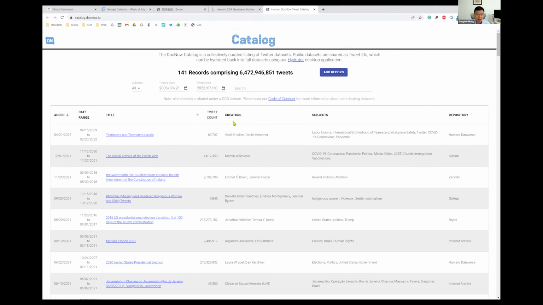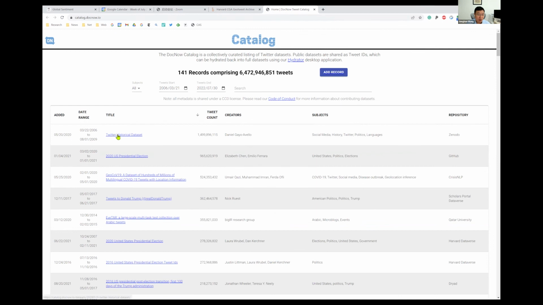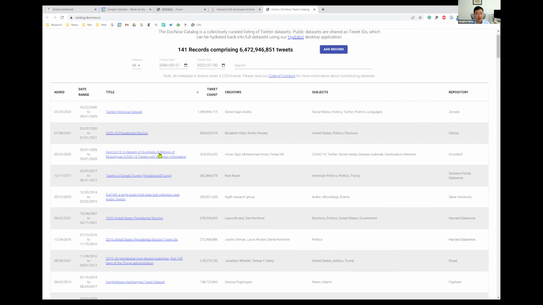For example, this historical tweet database contains over 1 billion tweets for your studies. And also, if you're a political scientist, you can study the U.S. presidential elections. There are also hundreds of millions of multi-language COVID-19 tweets with location information.